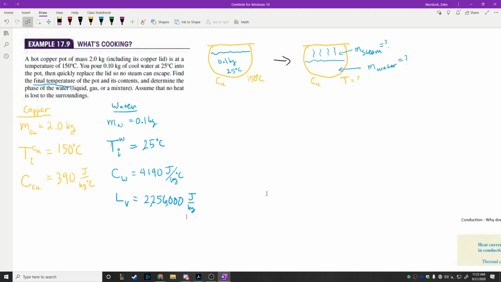Either the water is cooler than steam, so it's still water. Maybe it's like 80 degrees Celsius. There's a combination of water plus steam, which guarantees the final temperature is 100, right? Or the final temperature is like 120 degrees Celsius, and you have only steam left over in the container. Those are the three possibilities, and you kind of have to think about deciding for yourself how you know which one of those is going to happen.